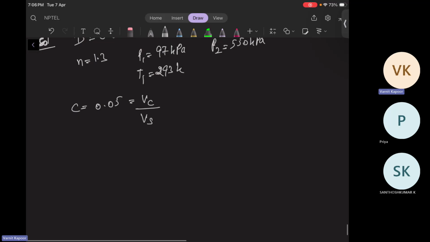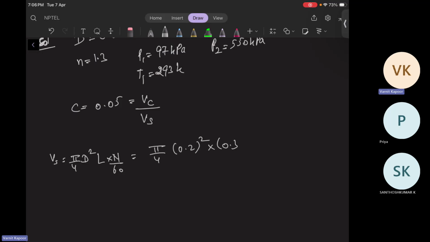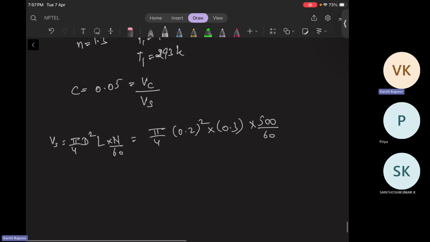So what will be your swept volume? So V swept is nothing but pi by 4 D square L into N by 60. So what is 0.2 square into 0.3 into 500 RPM by 60. Okay. Your final answer will be 4.712 meter cube per second. Oh, in meter cube per minute it has been asked. Let us keep it in meter cube per minute for now. That is your V swept.